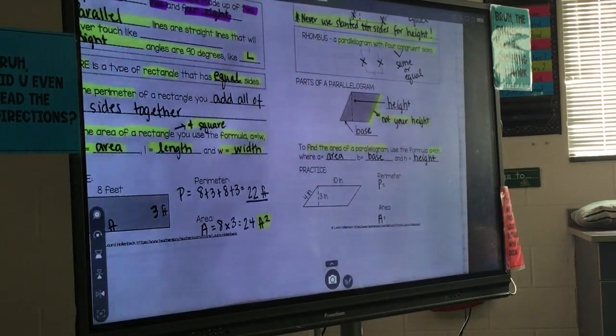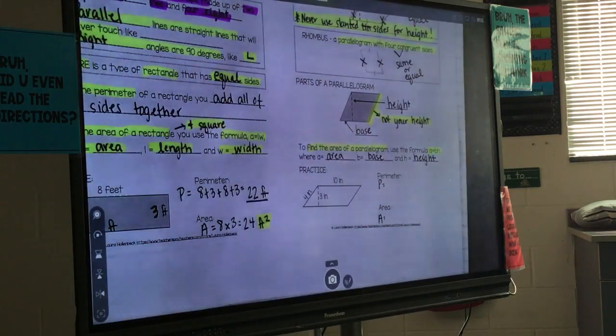All right, when you're finding the area of a parallelogram, you will see three numbers. Which two numbers are we using to find the perimeter? Raise your hand and refresh my memory. What is your perimeter?